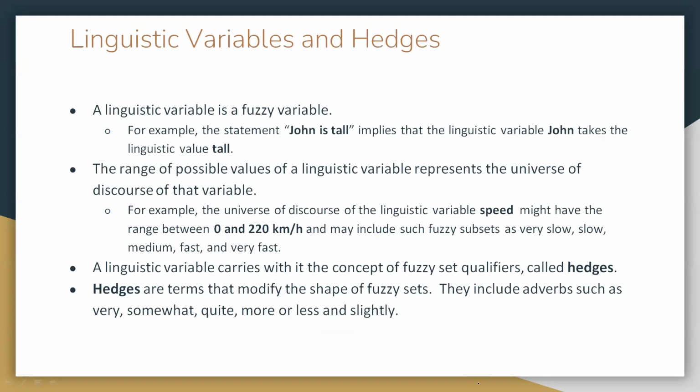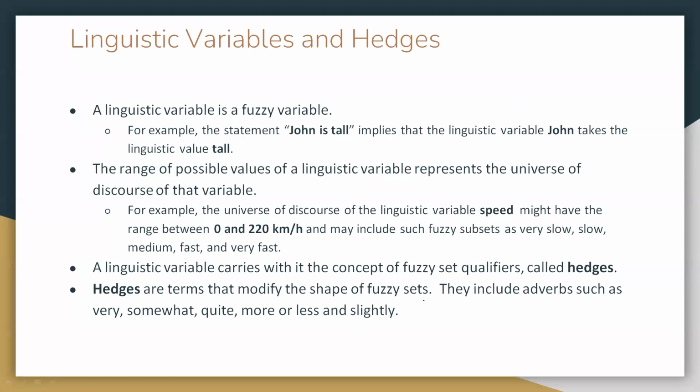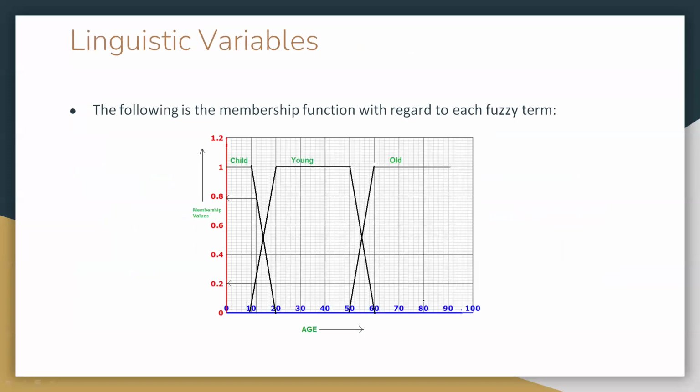Now, a linguistic variable is a fuzzy variable. For example, the statement John is tall implies that the linguistic variable John takes the linguistic value tall. The range of possible values that this linguistic variable represents is known as the universe of discourse. We have already seen this term earlier. For example, if you take the linguistic variable speed, then the universe of discourse may be 0 to 220 kilometers per hour. In the previous example, the universe of discourse was 0 to 100. That is the range of possible values it can take. And age has fuzzy sets or subsets like child, young, old, etc.